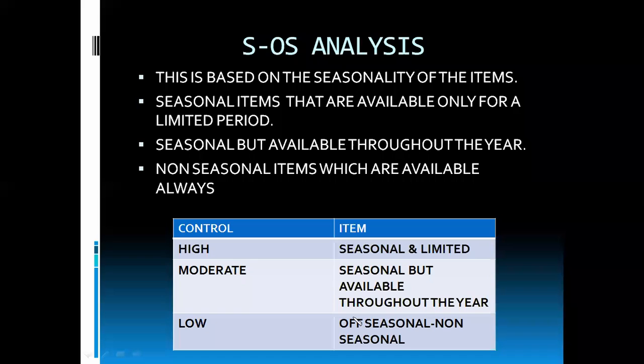Then there are non-seasonal items which are available every time. So here, how do we exercise the control? We exercise high control over seasonal items with limited availability, then moderate control over seasonal items which are available throughout the year. And non-seasonal items are those which are available every time, so we need not worry about stocking or the inventory of such products.